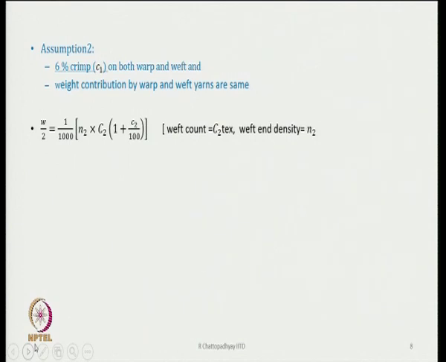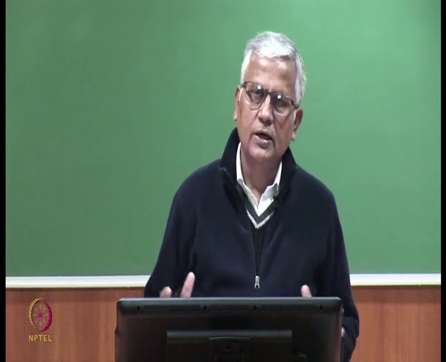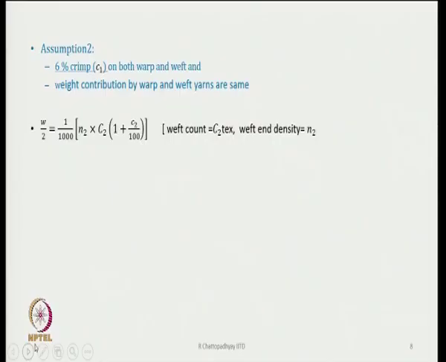Next, let us assume a 6% crimp. Typically, in a cotton fabric, the crimp in both warp and weft can vary a lot, and it is very difficult to know in advance what the crimp in the fabric will be. But based on a lot of published articles, a variety of data is available, and we have taken an estimate, a typical value of 6% crimp in both warp and weft. The weight contribution of both warp and weft is the same.